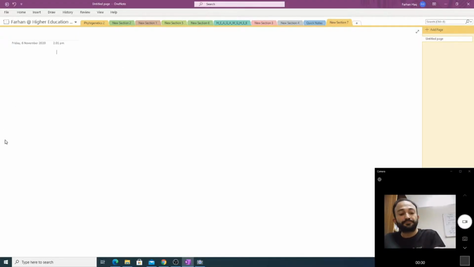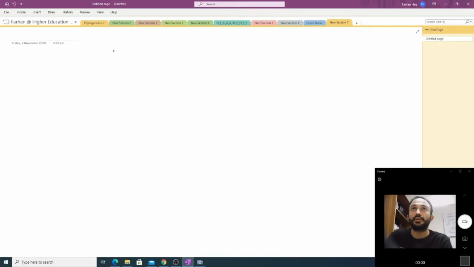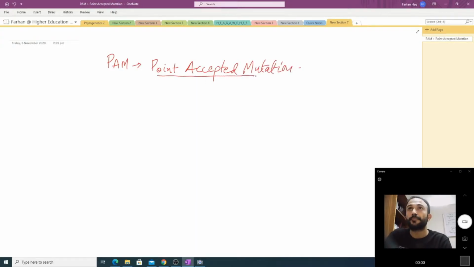So for that, we'll talk mainly about two main substitution matrices. Number one is the PAM substitution matrix, which is known as point accepted mutation. So how is this point accepted mutation substitution matrix calculated or generated?